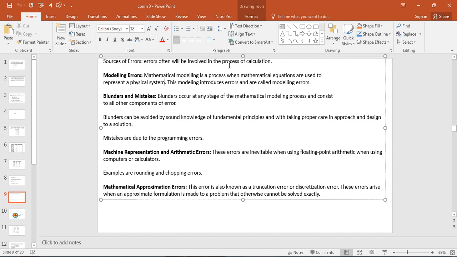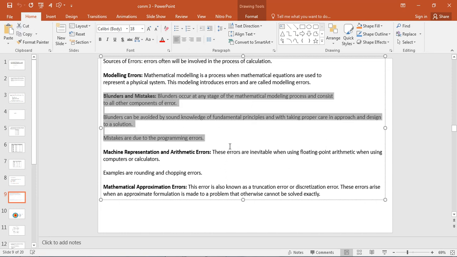The unit was, suppose, a centimeter and by mistake you wrote millimeter. So those blunders can also happen. Mistakes can also happen while programming. There might be a programming error. So these things can be taken care of, these blunders and mistakes, by paying more attention while doing things.